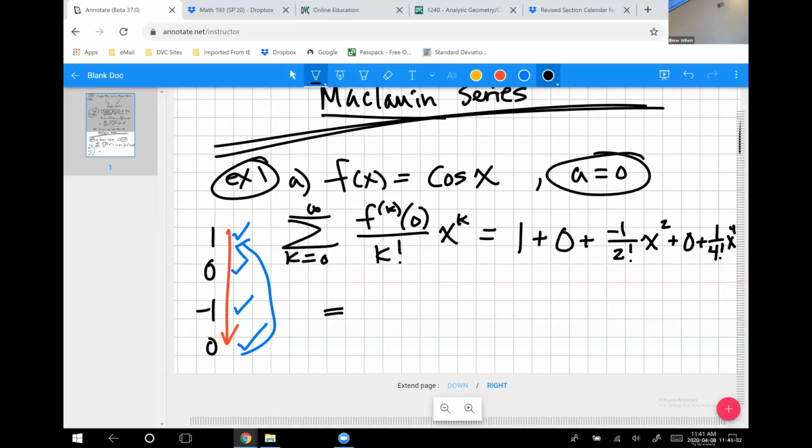So if I take out the 0 terms and look at the pattern here, then the Maclaurin series for cosine x is 1 minus x squared over 2 factorial plus x to the 4th over 4 factorial minus x to the 6th over 6 factorial plus x to the 8th over 8 factorial, etc. So it is sort of formulaic, but to use the formula, you have to take derivatives of the function and evaluate at the a value, which hopefully will be 0 most of the time, because that just makes it a little bit easier.